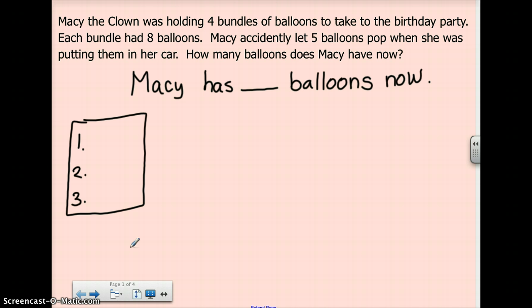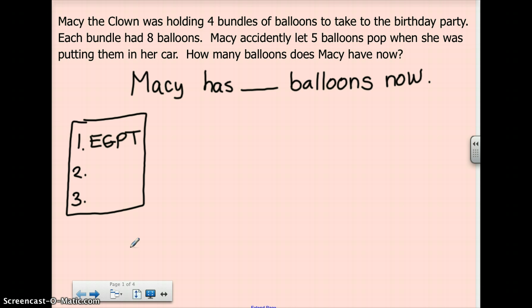And then you go back to the problem. Macy the clown was holding 4 bundles of balloons to take to the birthday party. Each bundle had 8 balloons. Okay, well, what thinking pattern would go with that information? Students would say, equal groups put together. They might think of this as multiplication. We like to give it the thinking pattern, so we label it EGPT.